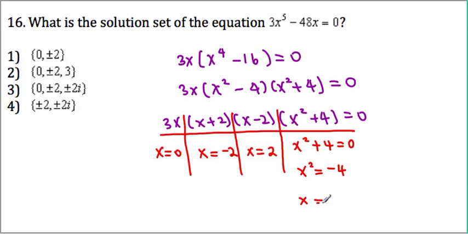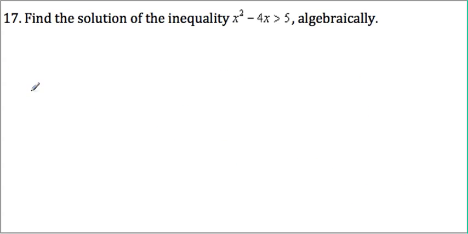Then x in fact becomes plus or minus the square root of negative 4. But what is the square root of negative 4? That's equal to plus or minus 2i. So we have plus or minus 2, plus or minus 2i, and then 0, which will be choice 3. Let's look at number 17. Find the solution of this inequality.